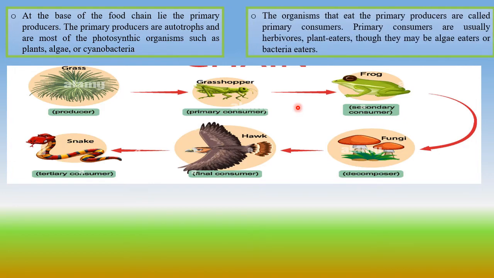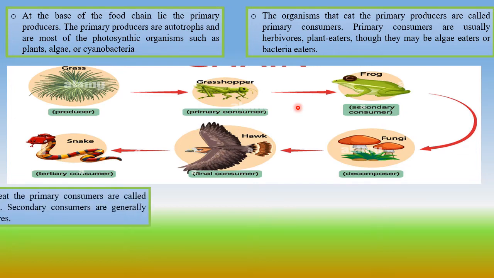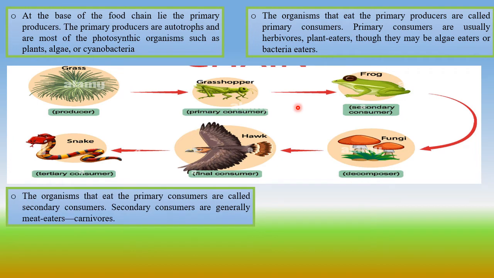The organisms that eat primary producers are called primary consumers. Primary consumers are usually herbivores, plant eaters, though they may be algae eaters or bacteria eaters. The organisms that eat primary consumers are called secondary consumers. Secondary consumers are generally meat eaters, known as carnivores.